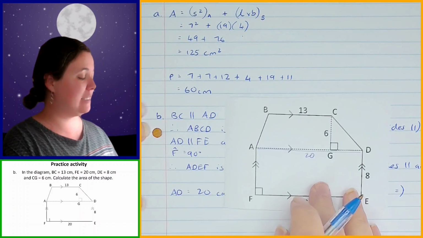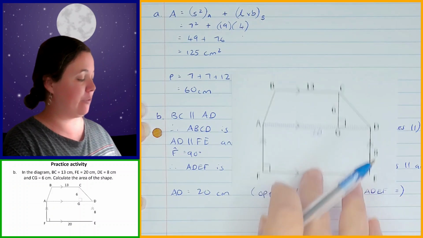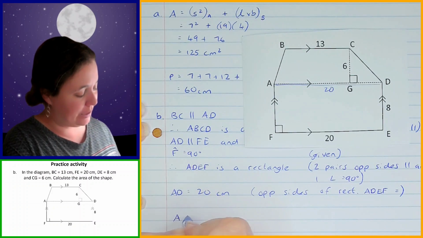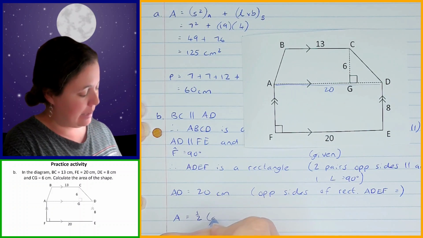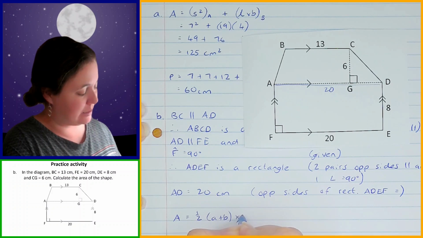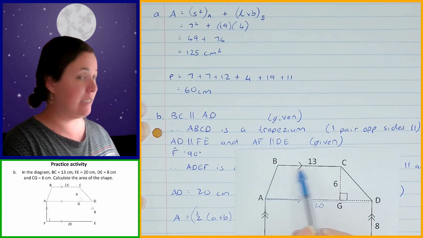That means I can work out the area of my trapezium and I can work out the area of my rectangle and add them. So my area is half A plus B times the height. That is for my trapezium ABCD.